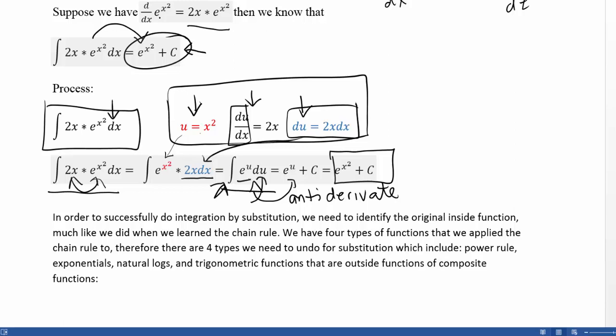So we're going to start by looking at exponential functions. We're going to look at how we can undo various exponential functions using this method, and we'll use the example we just did as a basic map or guideline of how we're going to do these. So let's take a look.